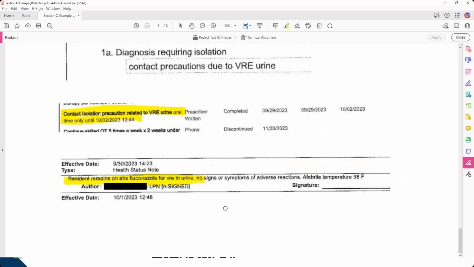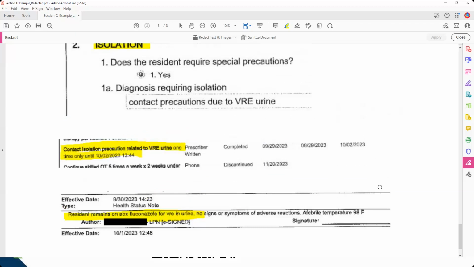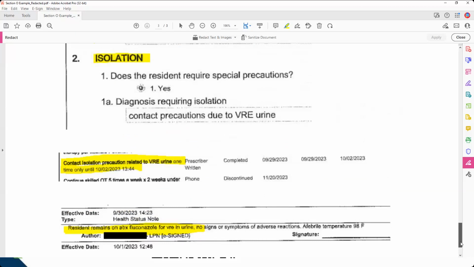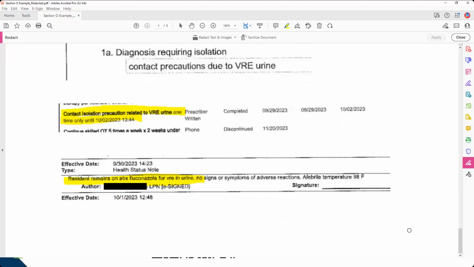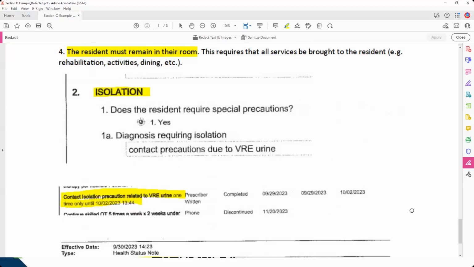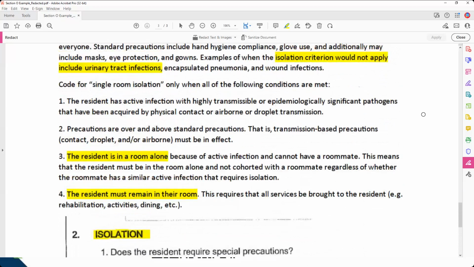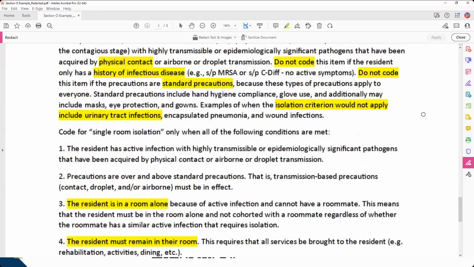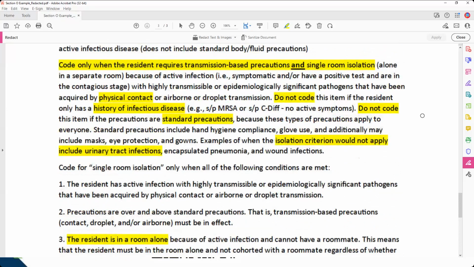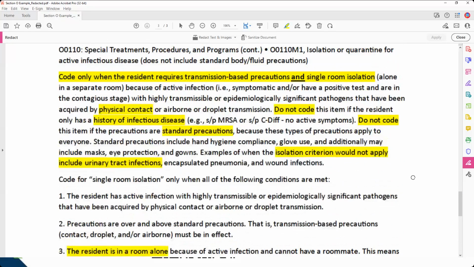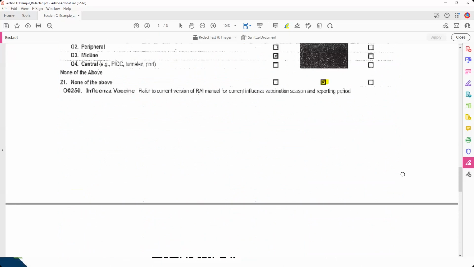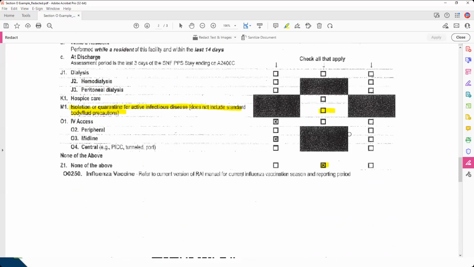So they had switched over. They were no longer on IV antibiotics. They were no longer in isolation. It was noted that the patient was not in a single room, requiring anything more than standard precautions for the infection, including urinary tract infections. So they did code that one appropriately by not capturing it.